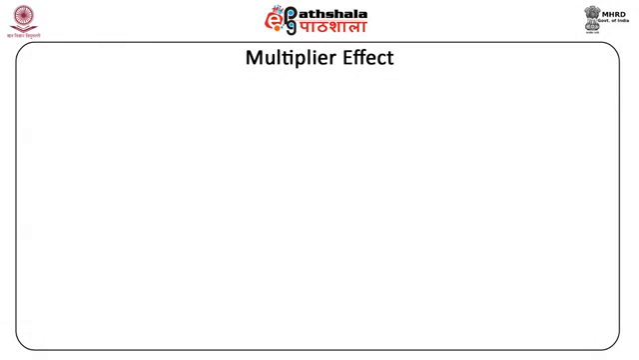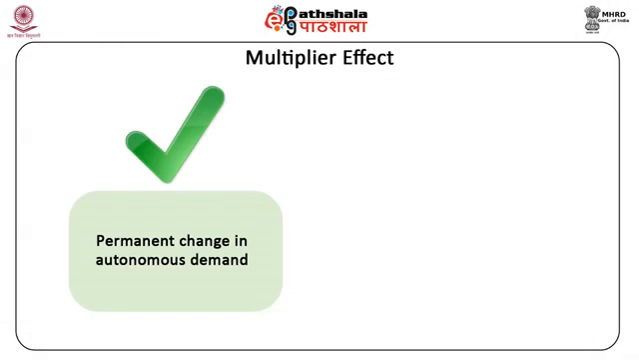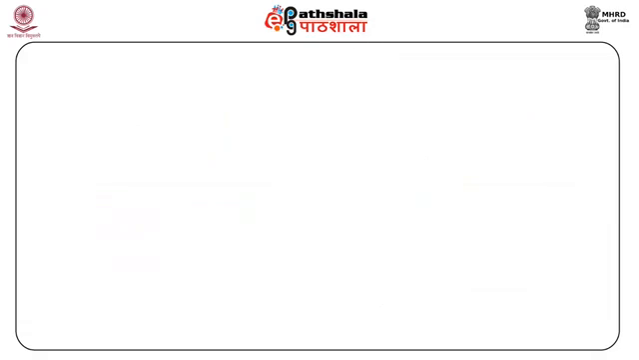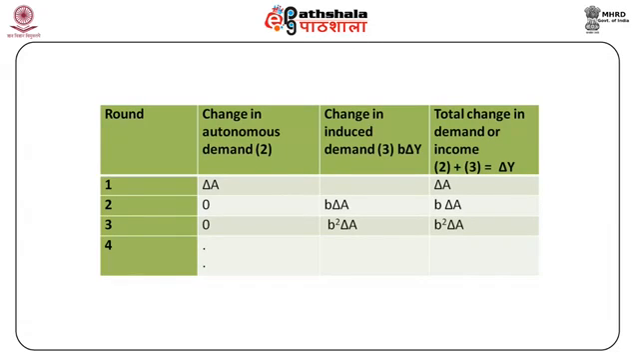The multiplier works only if there is a permanent change in autonomous demand. It does not work for temporary changes in autonomous demand. In the table, if the increase in autonomous expenditure is temporary and in round 2 delta A equals 0, then the total change in demand over successive rounds will be equal to the change in induced spending only. As the number of rounds increases, the total change in income will approach 0.